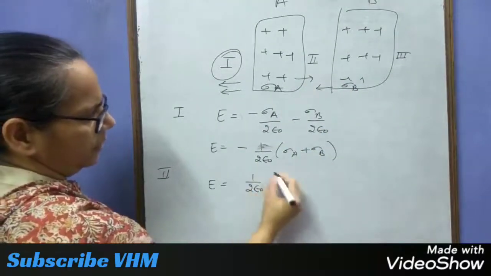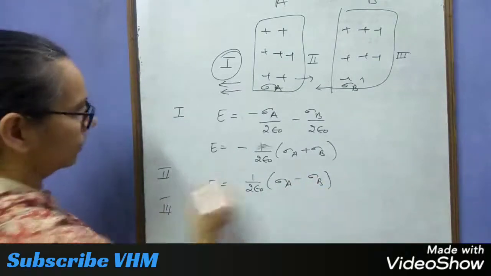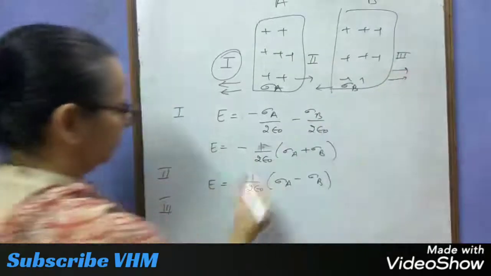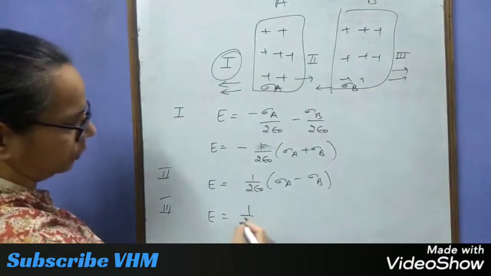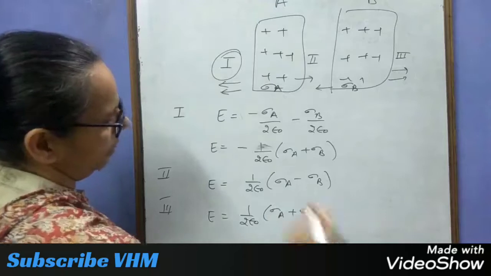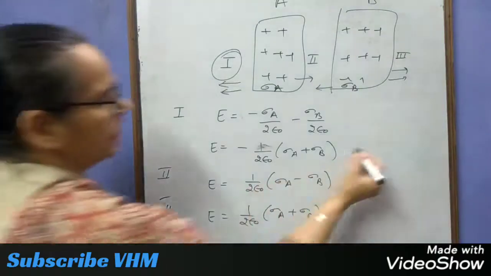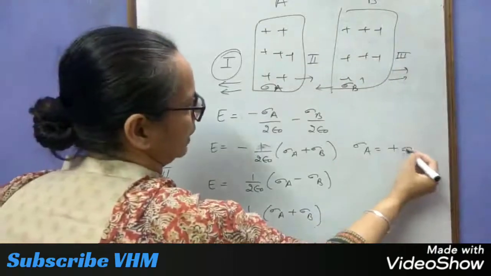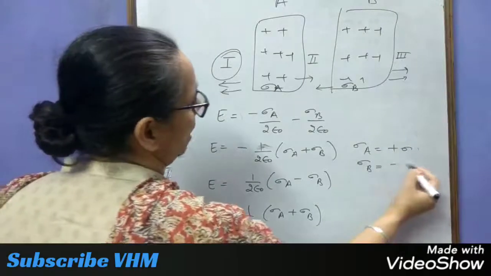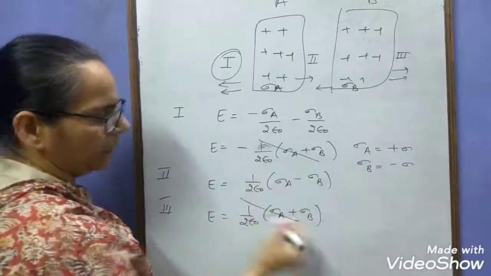Means this is positive and this is negative. And in the third case, both are considered in the positive direction. So it is sigma A plus sigma B over 2 epsilon naught, both positive. And if the sheet is considered as sigma A is plus sigma and sigma B is minus sigma, then it becomes 0.